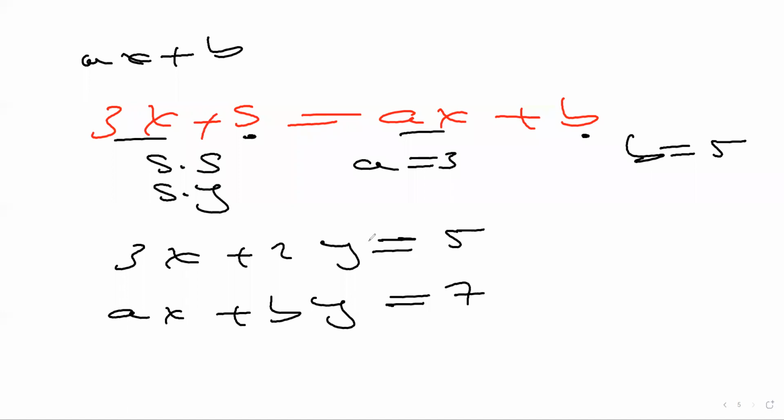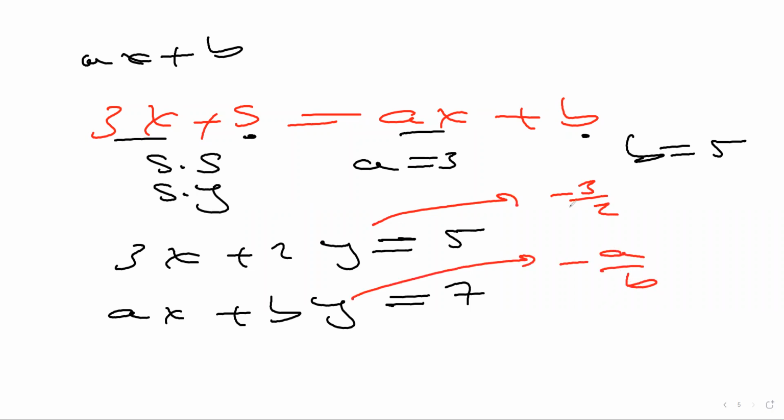What is the slope of the first equation? Minus 3 over 2. What is the slope of the second equation? Minus a over b. So I can say that a over b equals what? 3 over 2. Yep. This is the first way.